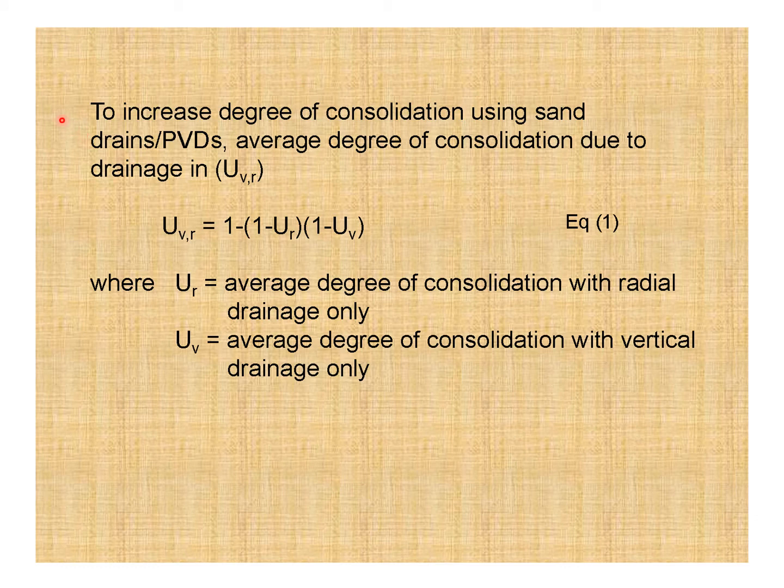To increase degree of consolidation using sand drains or prefabricated vertical drains, we will discuss the prefabricated vertical drains. Average degree of consolidation due to drainage is U sub VR. So this is a new parameter, and that is equal to 1 minus (1 minus U sub R) into (1 minus U sub V), where U sub R is the average degree of consolidation with radial drainage only, and U sub V is the average degree of consolidation with vertical drainage only. So this equation is very, very important.